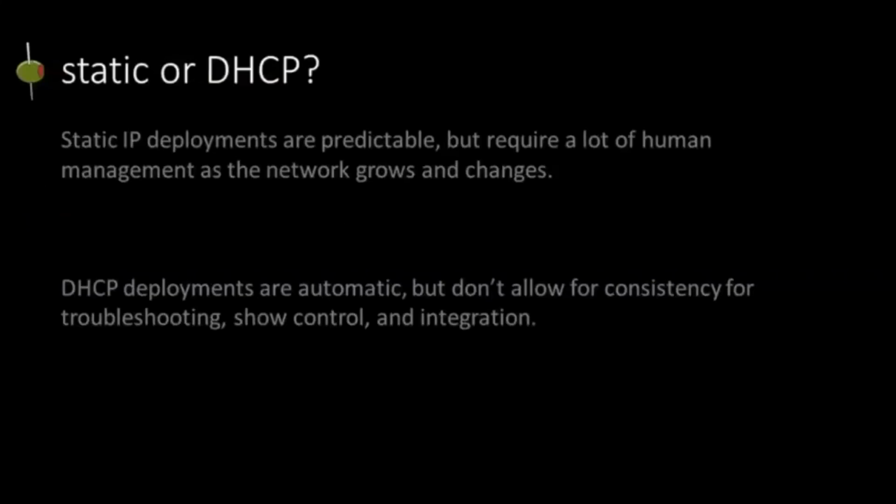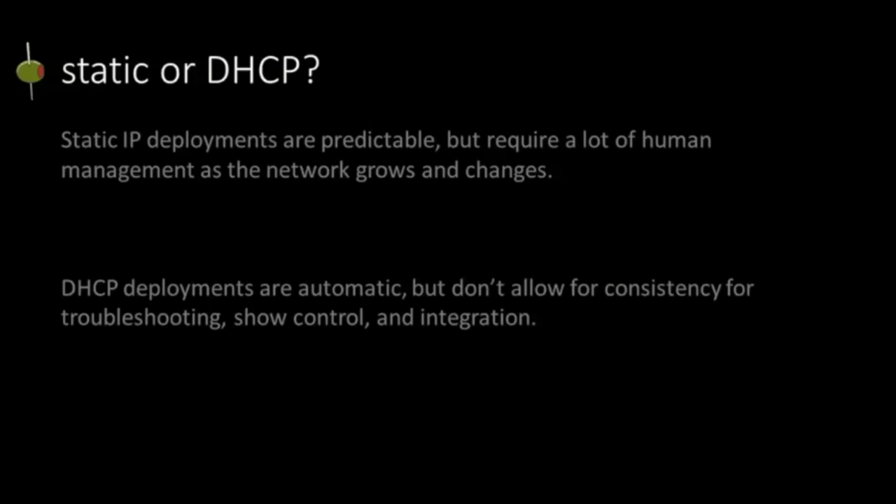Static or DHCP. So for an entertainment control network, like we talked about, static deployments are really predictable. We like that when we're interacting with show control devices, P strings or whatever, but they require a lot of human management. The network grows, changes, and moves around. On the other side of the coin, DHCP deployments are automatic and just happen the way you want them, but there's not a lot of consistency for troubleshooting. You can't just ping an address to see if it's on. Your processor addresses change, so your show control is broken.